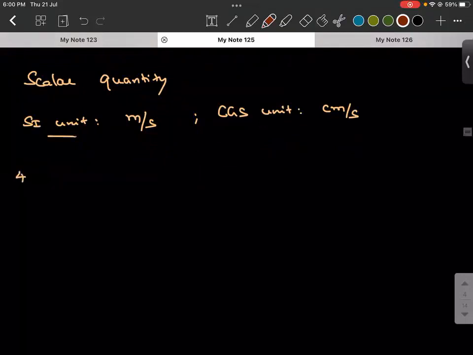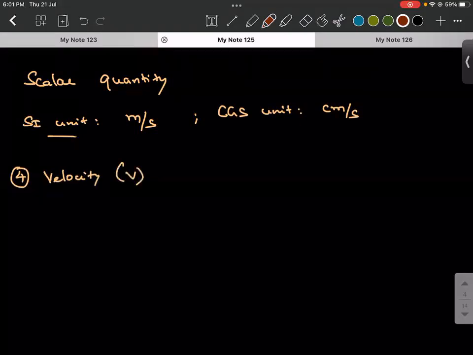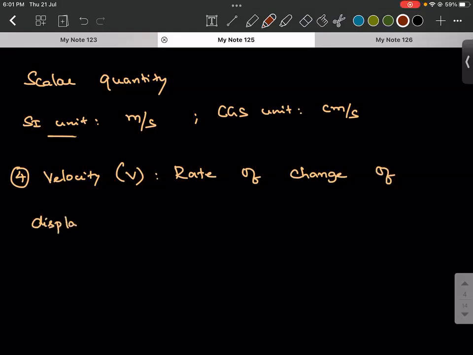Now the counterpart of speed is velocity. And for velocity also, we generally use the symbol v only. It is basically defined like this. It is the rate of change of displacement. I repeat, it's defined as the rate of change of displacement.